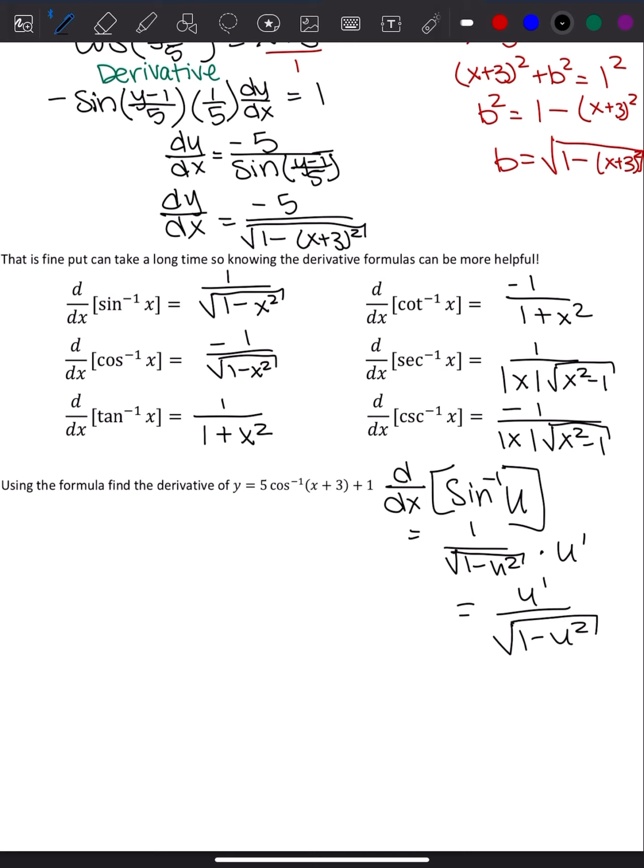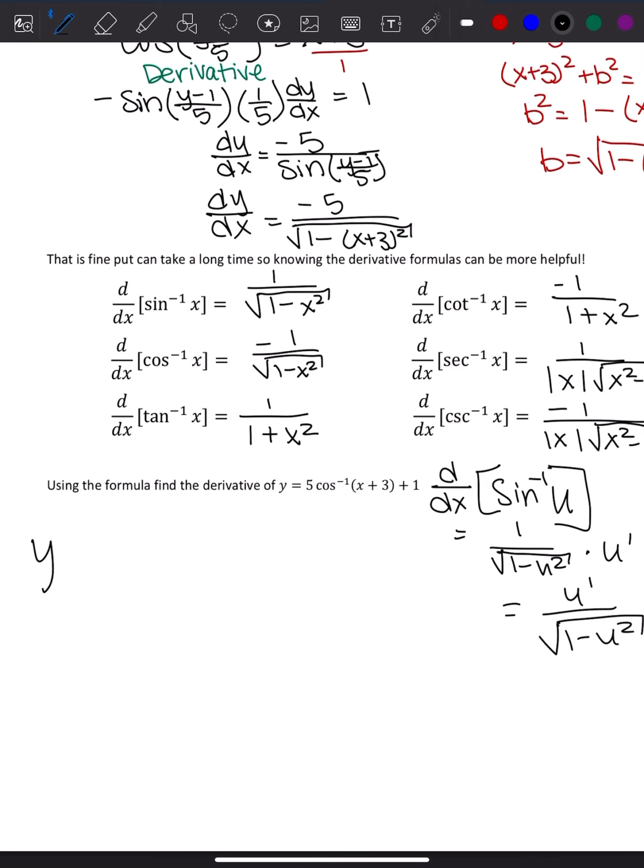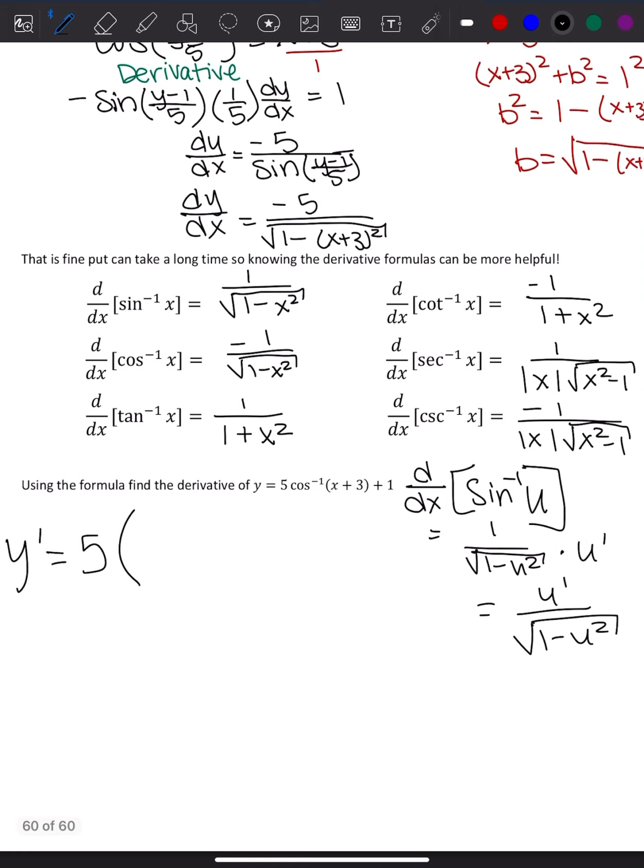This makes it so I just need to figure out what u is, figure out what the derivative is, and plug my stuff in. So we're going to use our formula to help us out here. The derivative of 5 times cosine inverse of x plus 3, plus 1. The really nice thing here is this plus 1, because it's a constant, goes away. So we really just need to deal with this. The first thing that we see is 5 times, so no matter what I'm doing, I'm going to take what I have and multiply it by 5. Now I need to do the derivative of cosine inverse of x plus 3.